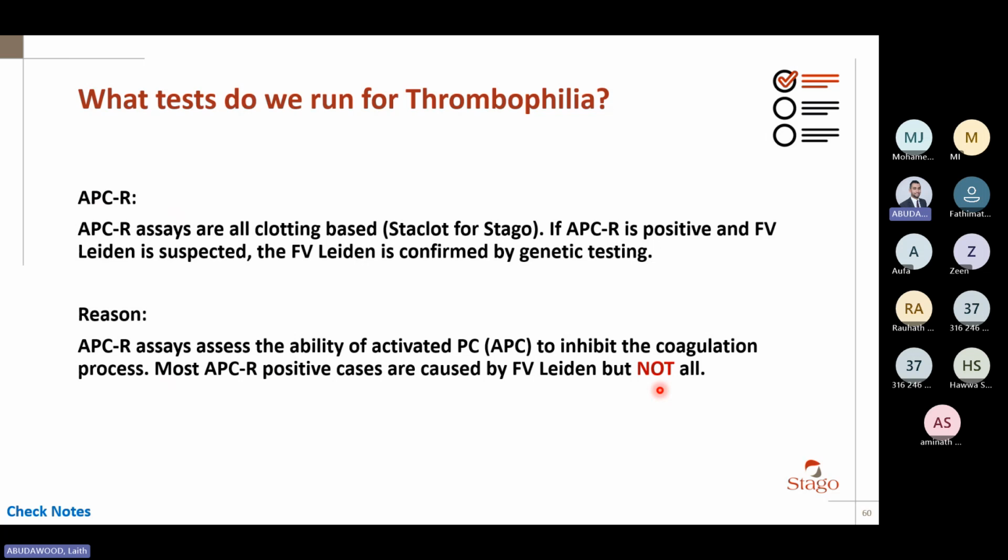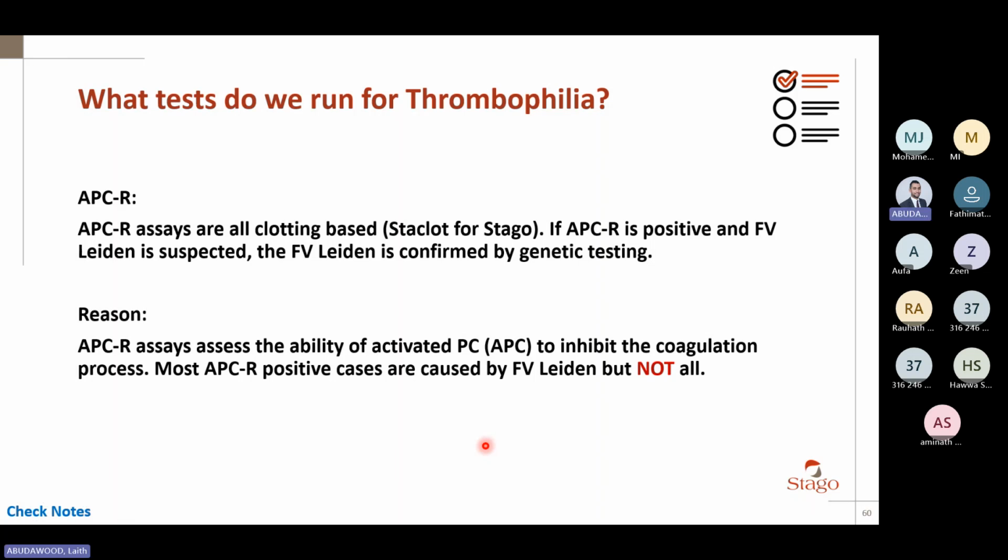Some people have something called acquired APCR, or acquired activated protein C resistance. It is out of the scope of this case, but some people like that exist. These are very few people. The majority of the positive APCR cases are factor 5 Leiden cases. If you want to read more about this topic, there are notes that are relevant. It would be good for you to know.